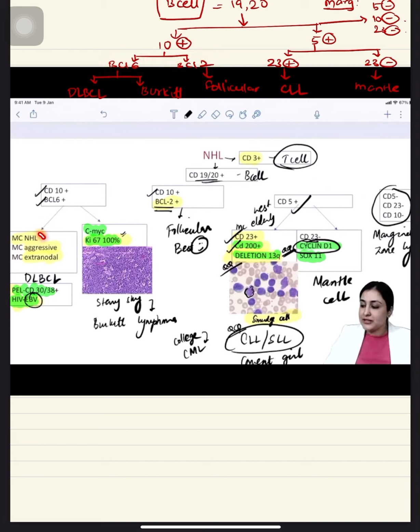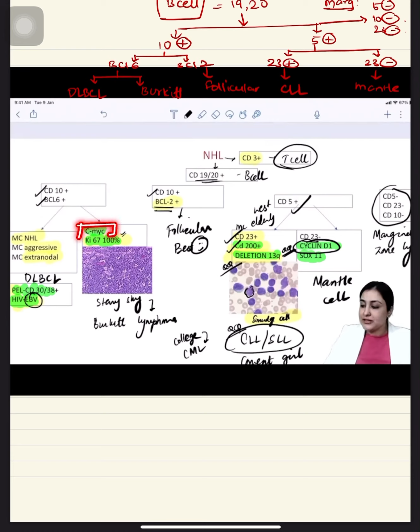If it is the most common non-Hodgkin's lymphoma, most aggressive non-Hodgkin's lymphoma, most common extranodal lymphoma, along with CD30 and CD38 positive, or maybe there is HIV or EBV association, then the answer is DLBCL. So again to repeat, CD10 plus BCL6 plus, and either the most common, most aggressive, most common extranodal, CD30, CD38 positive, and related to HIV or EBV, that is DLBCL.